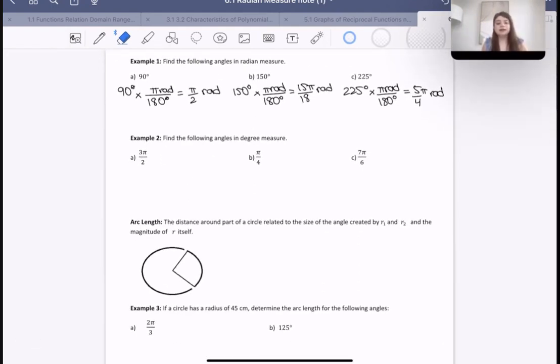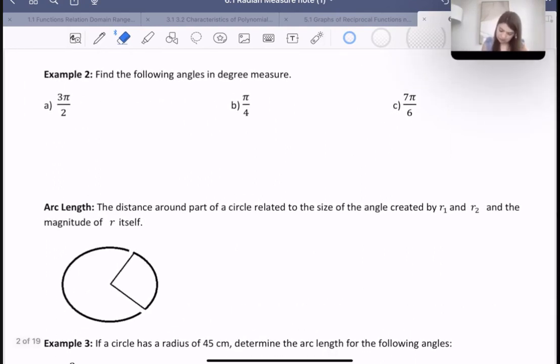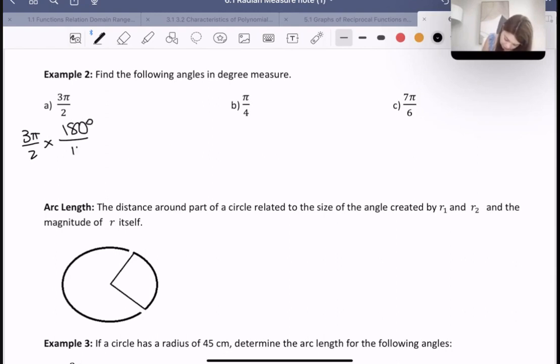Okay, so next let's talk about how we would figure out these angles in degree measure. So let's go ahead and do that. For this one here, we're going to have 3 pi over 2 times 180 degrees over pi, right? Because 180 degrees is the same thing as pi radians. So that's going to be equal to 270 degrees because pi and pi cancel, and then we just multiply 3 times 180 divided by 2, and we get 270.